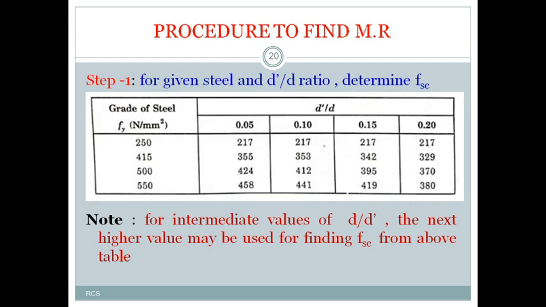So these are the steps for calculating moment of resistance. The first step is, for a given D dash by D ratio, what is FSC? Already I discussed that based on this table, with the D dash by D ratio given and the grade of steel given, you can calculate FSC. Otherwise there is another way also, by calculating the strain in compression steel and, from the graph given in IS 456-2000, calculating the stress.